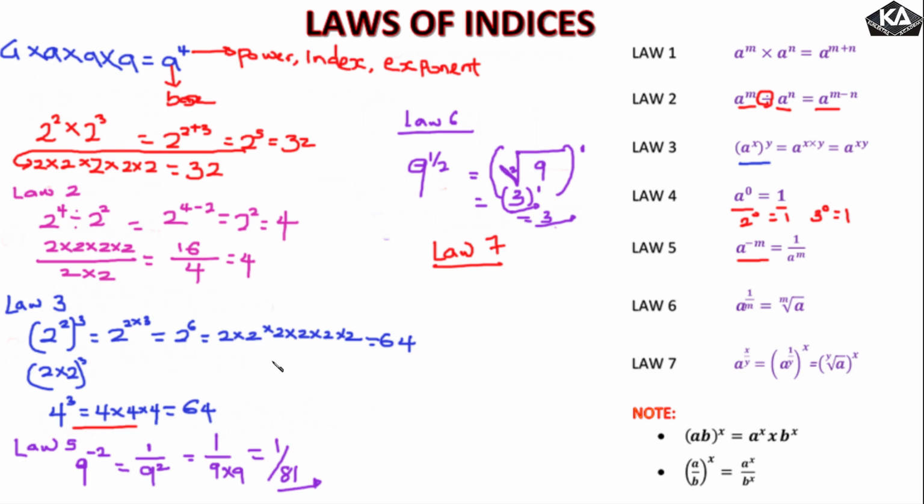Now, I'll still use 9. Maybe you have, okay, let me use 27. Maybe you have 27 raised to power 2 over 3. 27 raised to power 2 over 3. Then, how do you break this down using the law of indices? This is just how you break it down.